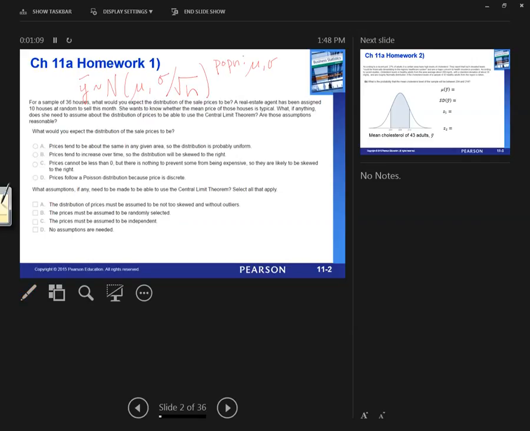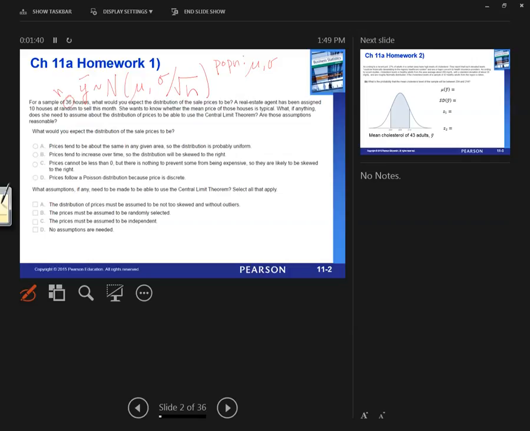We take a sample of size n, and if that sample is big enough, then the distribution of a sample mean is normal. All right, so the first question I asked: if we have n equals 36 houses, what would you expect the distribution of the sale prices to be? So this is not for the mean, this is for the actual sale prices.